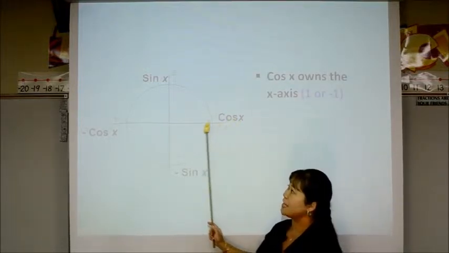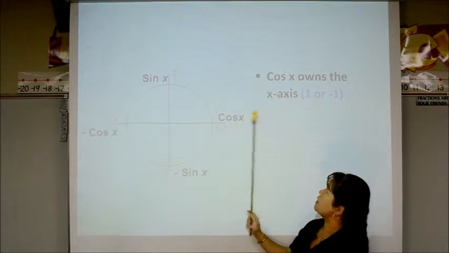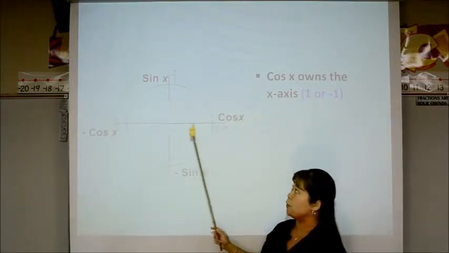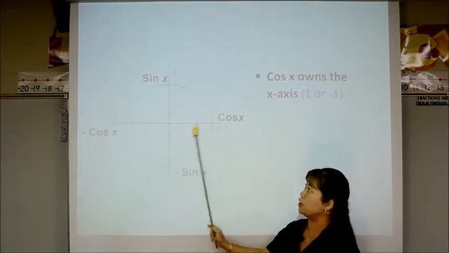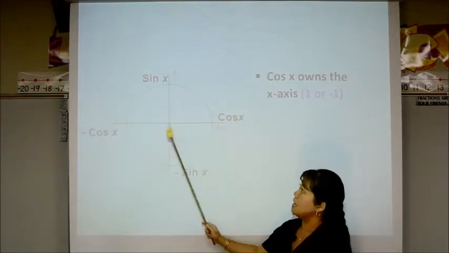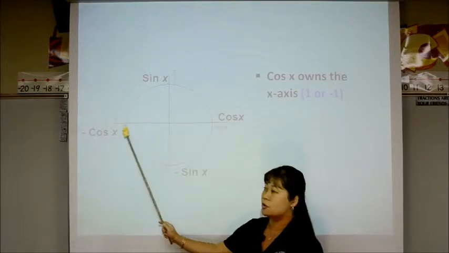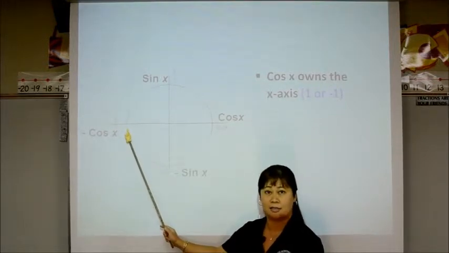It means that if it lands anywhere on the x-axis, it's going to become 1 or negative 1. Now this right here, normally on the x-axis, this is positive 1 right there because this is on the positive x-axis. And then this right here will be negative 1 just because this is a negative on the x-axis, right?